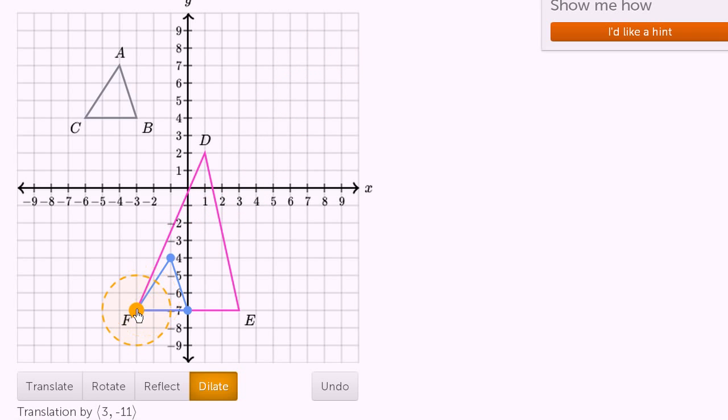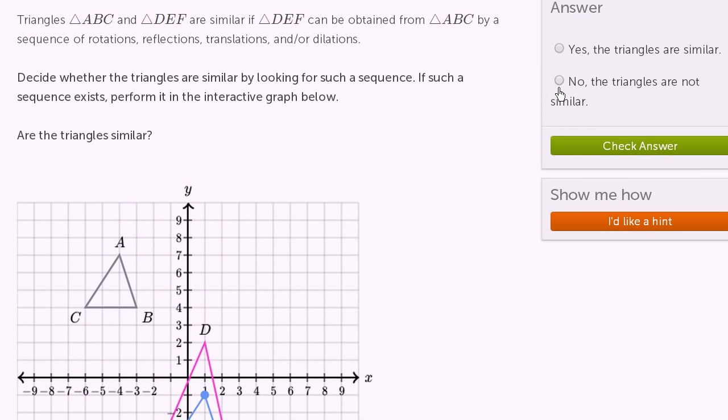So I'll keep that point where it is, and let me try to scale this up. And then we see pretty clearly we made segment CB, after scaling it up, sit on top of segment FE, but then everything else is not matching up. Point D is in a very different place than where point A is once I try to scale things up a little bit. So these two triangles are clearly not similar.